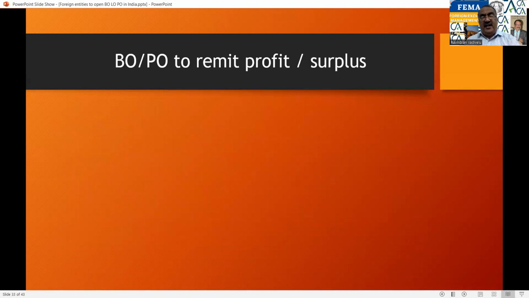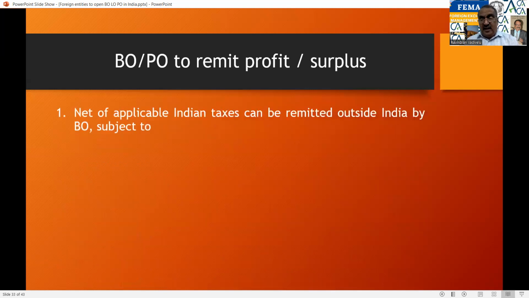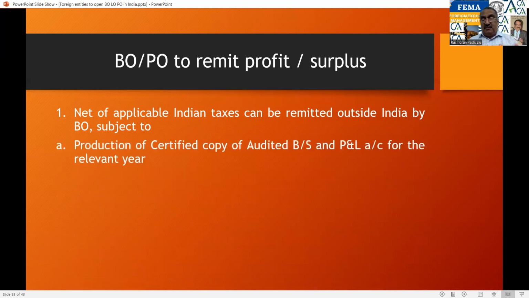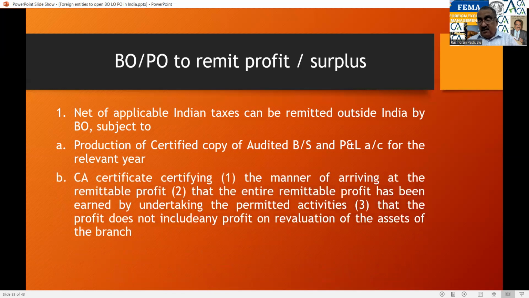And whether they can remit the profit or surplus, yes, it is permitted, but subject to net of tax. After meeting all expenditure and after paying all the tax, whatever the profit, you can remit outside, but that is subject to the production of a certified copy of the audited balance sheet and P&L account for the relevant year. So if they want to transfer that year's profit or loss, then a CA certificate is required. This is also another professional opportunity available to the chartered accountant.